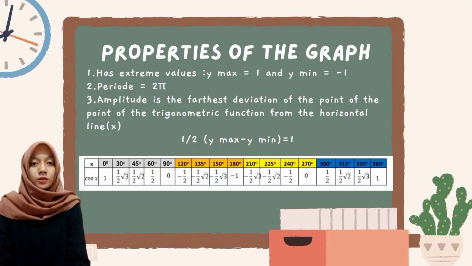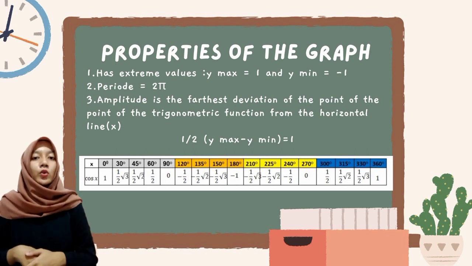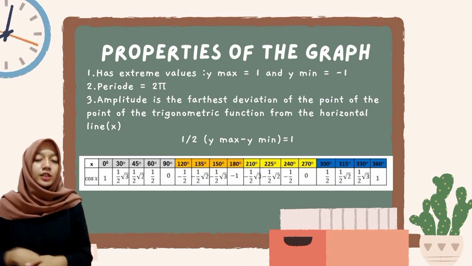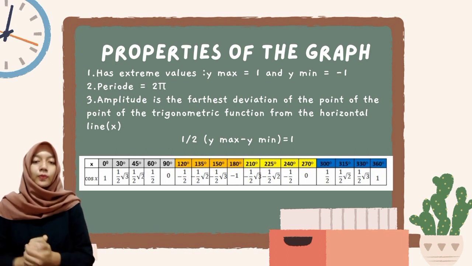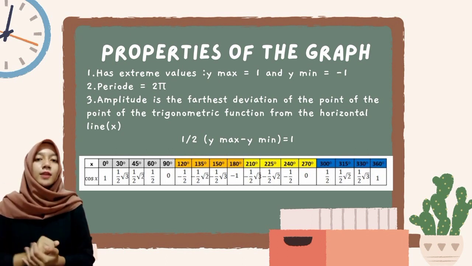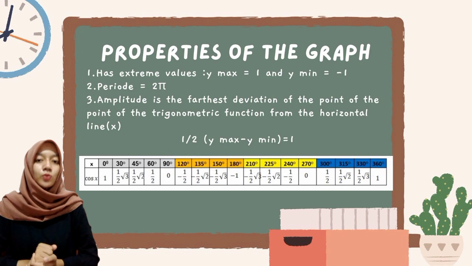Properties of the graph of the trigonometry function y equals cos x. The graph has extreme values: y maximum equals 1 and y minimum equals minus 1. The period is 2π, and the amplitude is the farthest deviation of the point of the trigonometric function from the horizontal line, or x axis: 1 divided by 2 times (y maximum minus y minimum) equals 1.